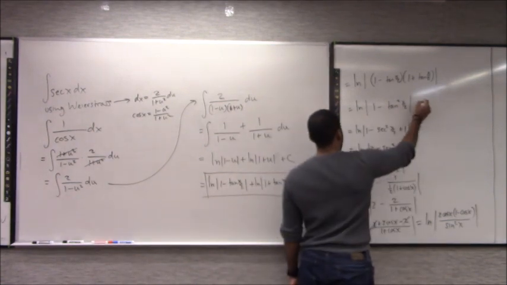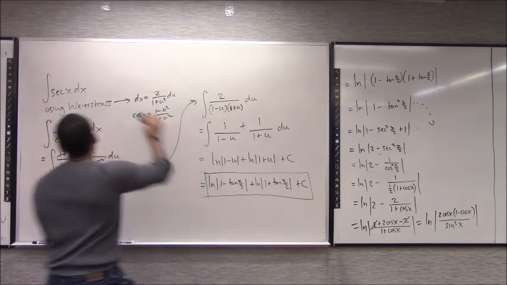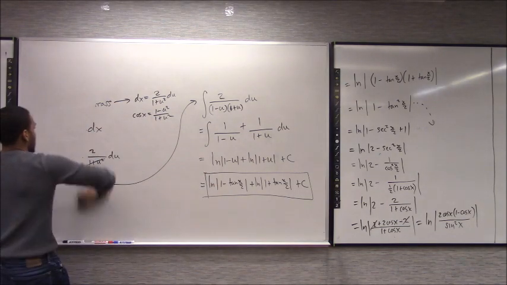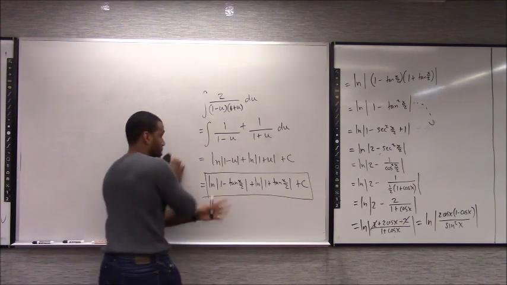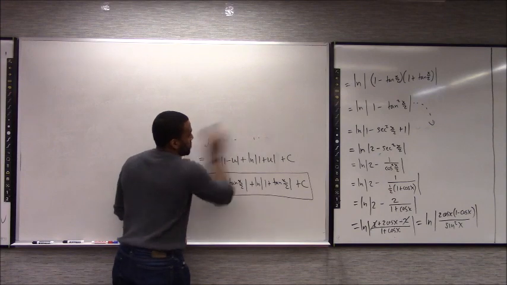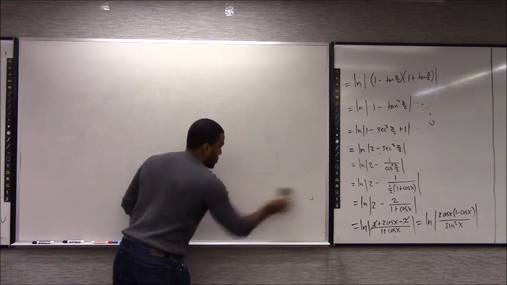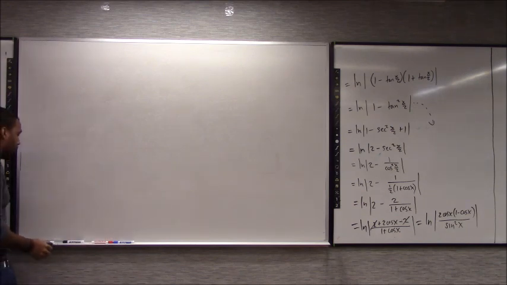So actually try it from this step. Do it. It's a good exercise. I actually don't want to waste time on that. What I want to talk about now, so do it: there's a way to prove that this answer is equivalent to the other answer. You should be able to go from this one to this ln of secant x plus tangent x.